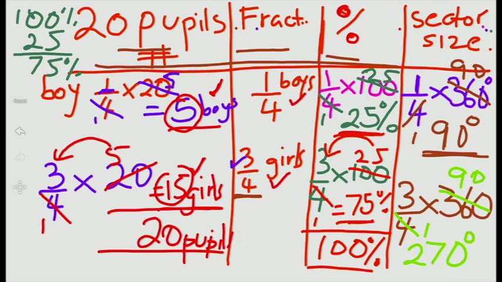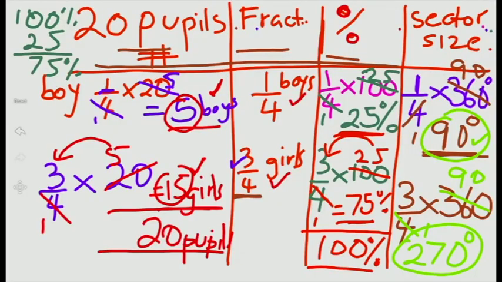270 degrees. To check if we are on the right track, we take this 90, the sector size for the boys, and add it to the sector size for the girls, which is 270. Our expectation is a total of 360 degrees. 90 plus 270 is 360 degrees.